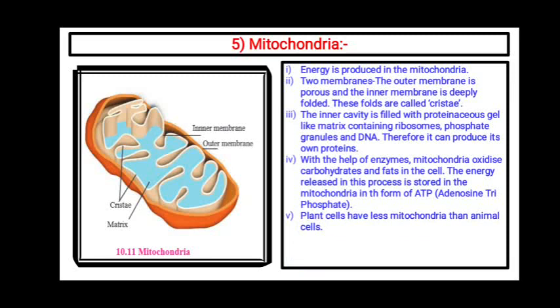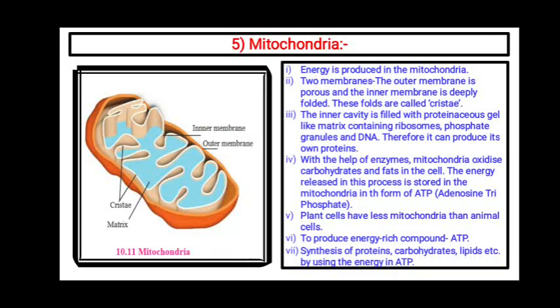Plant cells have fewer mitochondria compared to animal cells. The main function of mitochondria is to produce the energy-rich compound, that is ATP. The production or synthesis of proteins, carbohydrates, lipids, etc. is done by using energy in the form of ATP. So these were the functions of mitochondria.